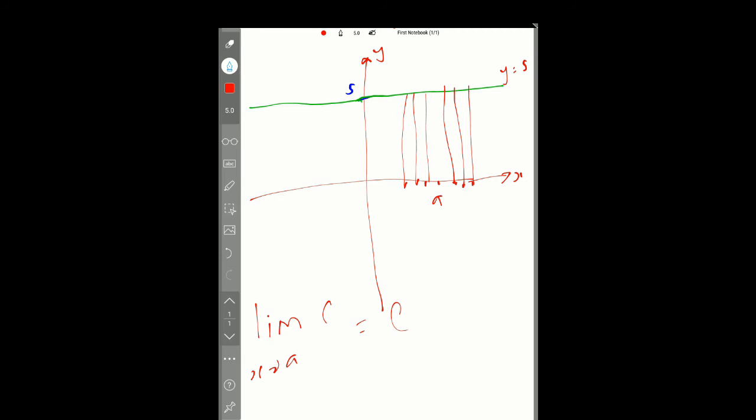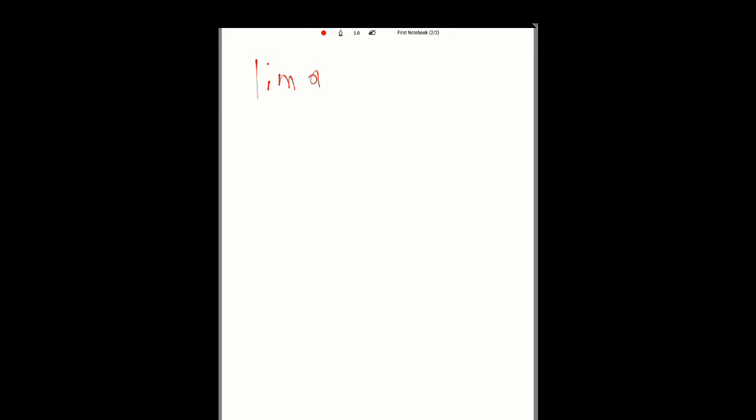Now that is one of many properties of limits. We call these properties or laws of limits. Another one is that the limit of x as x approaches a is equal to a. And we can tell that one by direct substitution. So for example, the limit of x as x approaches 2 is equal to 2.